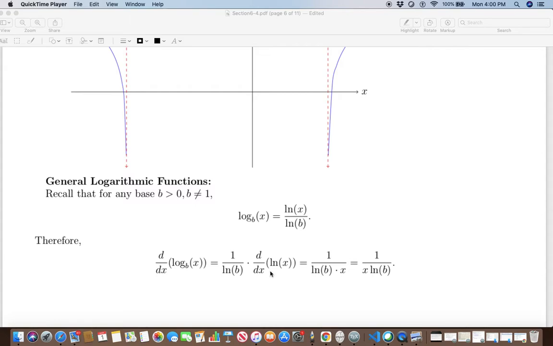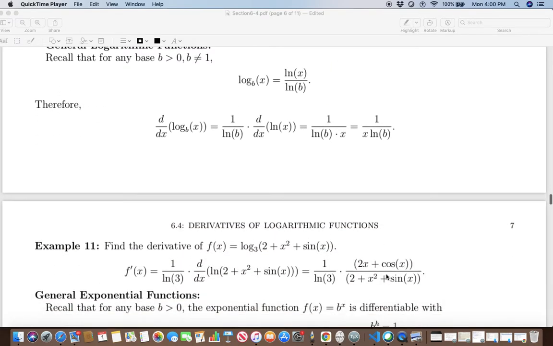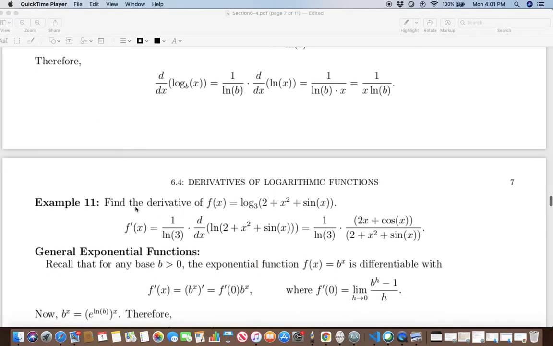need to take the derivative of natural log of x. But this we already know. It is 1 by x. So the derivative with respect to x of log base b of x is 1 by x times natural log of b. So, okay. So this gives us an example.